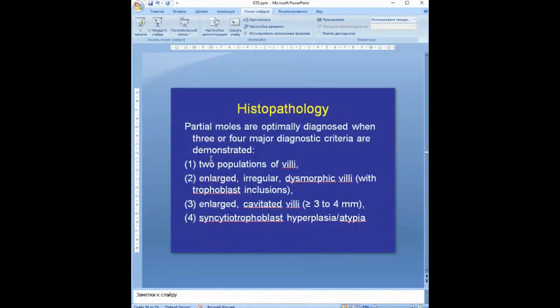Partial moles are optimally diagnosed when three or four major diagnostic criteria are demonstrated. First, two populations of villi. Second, enlarged, irregular, dysmorphic villi with trophoblast inclusions. Third, enlarged, cavitated villi, more than 3 to 4 millimeters. Fourth, syncytial trophoblast hyperplasia, atypia.